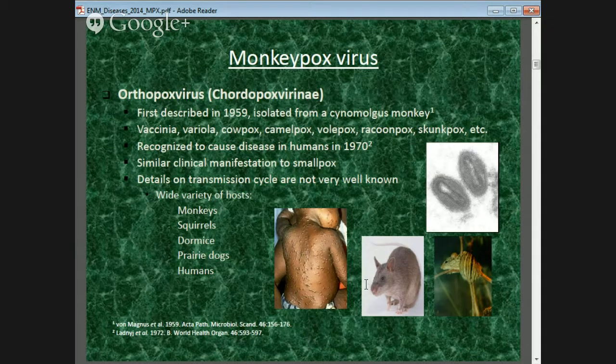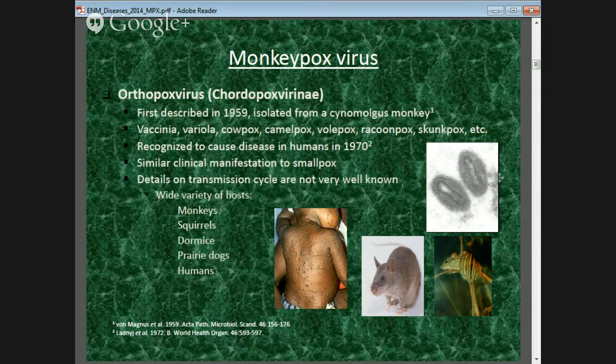So monkeypox is a zoonotic disease caused by monkeypox virus, which is a brick-shaped virus, which is pictured here on the right picture, and it's a double-stranded DNA virus, which has about 200,000 base pairs in its genome, and of course it's very very closely related to vaccinia, variola, cowpox, and other orthopox viruses.